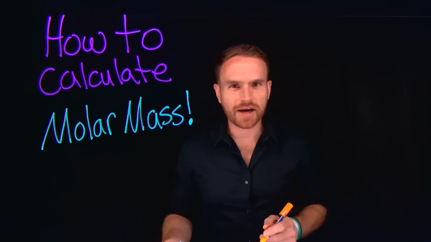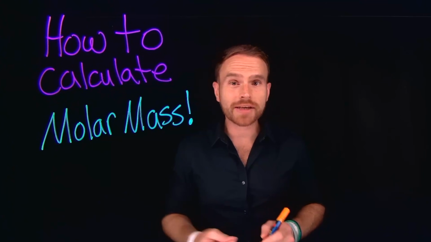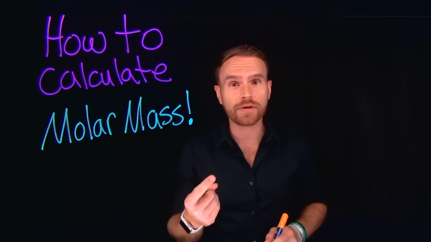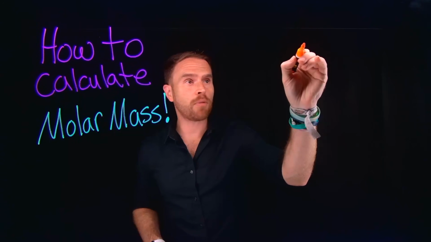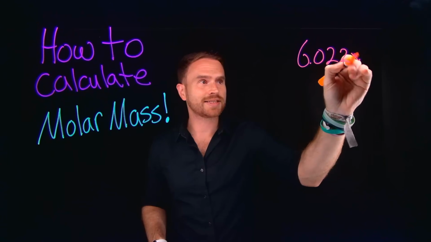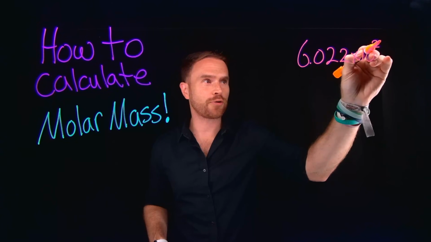I am so glad you're here to figure out how to calculate molar mass. Molar mass is a really important concept in general chemistry in which you're trying to determine how much the mass of a substance is for 1 mole of that molecule. And remember that 1 mole is defined as 6.022 times 10 to the 23rd of that thing.